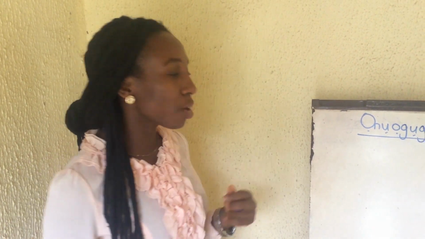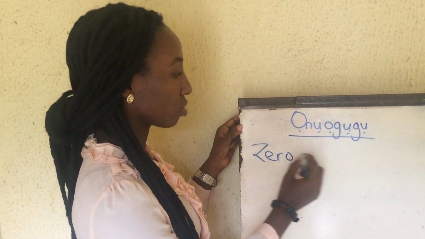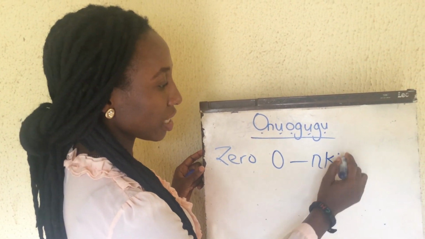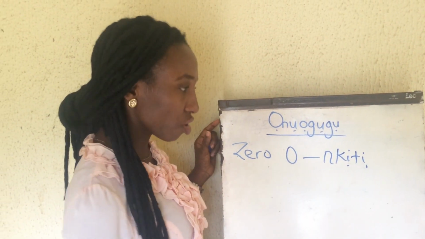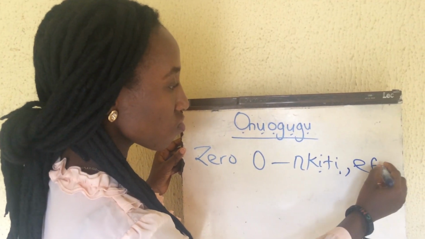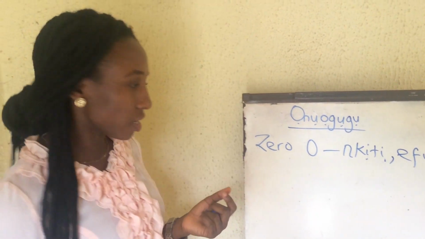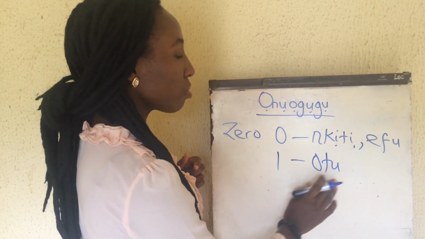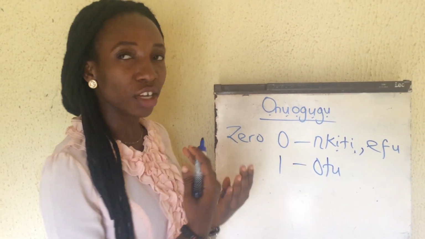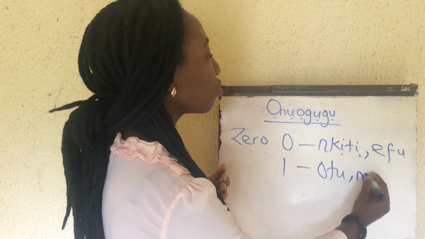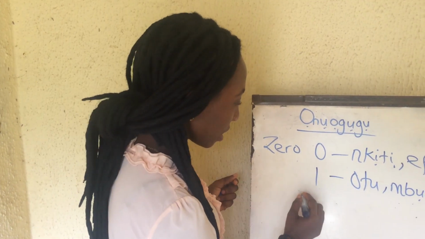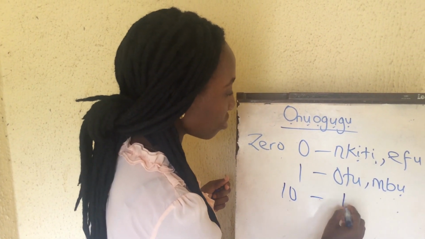But before we start counting these numbers, we'll start from zero. Some people can recognize it. Zero can be Nkiti, or you call it Efu. Another one: we know one is Otu. When it's coming to numerics, just say Otu, but when I try to use it on persons, we call it Mbo. We have tens. The one that starts the tens is Iri.